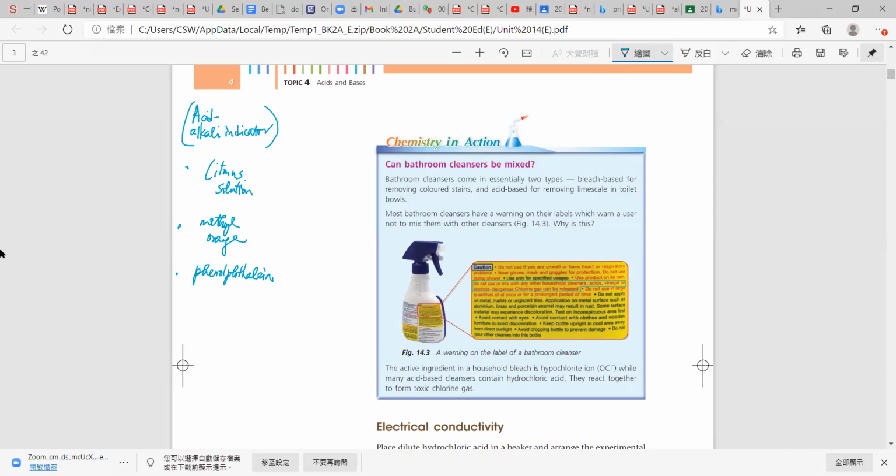The one that you may know in Form 2. Yeah, universal indicator. Now this is a simpler version of the universal indicator, I must tell. Universal indicator, you may find that we have got various colors in different pH ranges. They've got different colors, right?